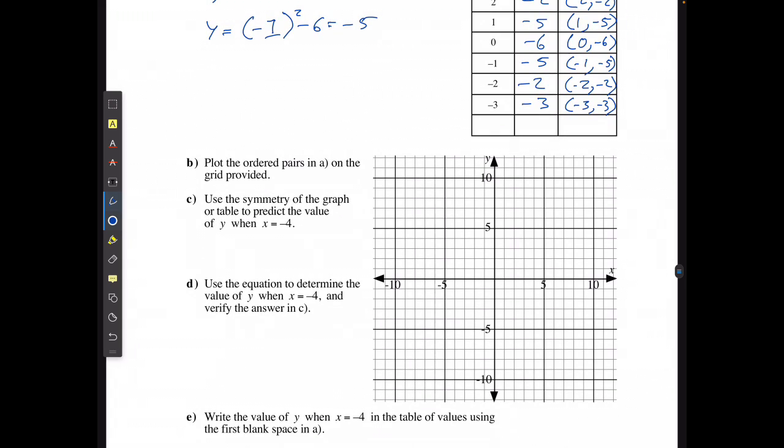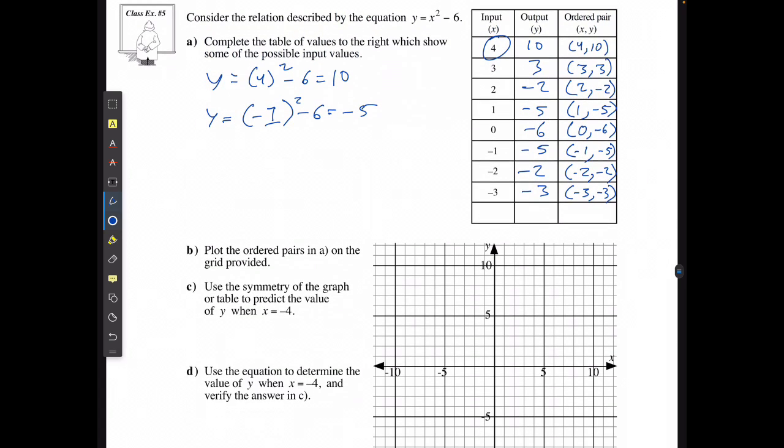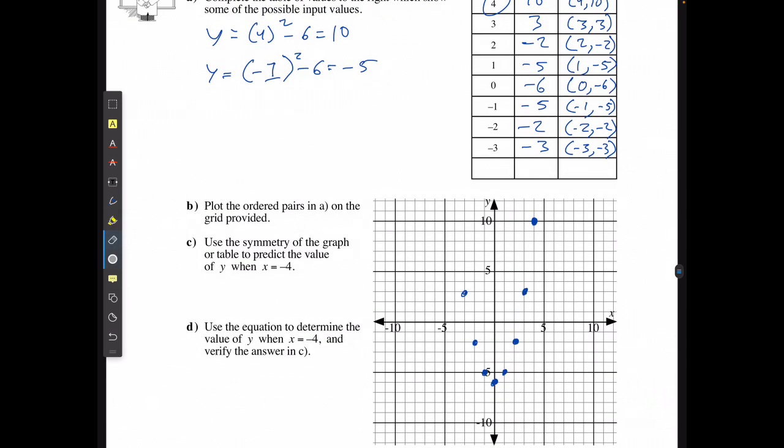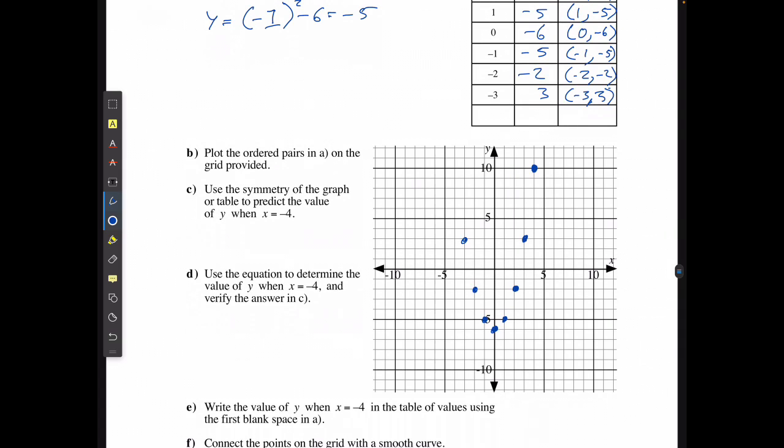And when I'm plotting these ordered pairs, I'm going to start at the point of the input of 4 and 10. Right here. And then I have 3 and 3. Then I have 2 and negative 2. 1 and negative 5. 0 and negative 6. Negative 1, negative 5. Negative 2, negative 2. Negative 3 and 3. Sorry, I should have been positive 3, not negative 3. And I can connect all these points as best as I can, and I know it's going to continue onwards.